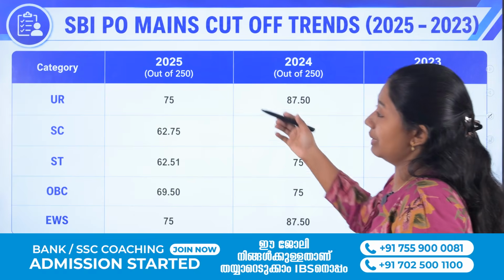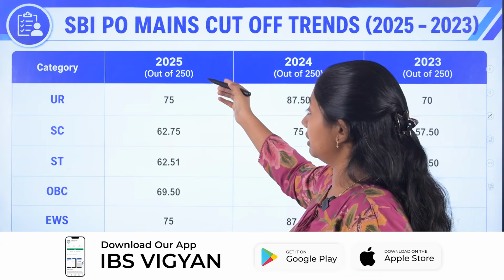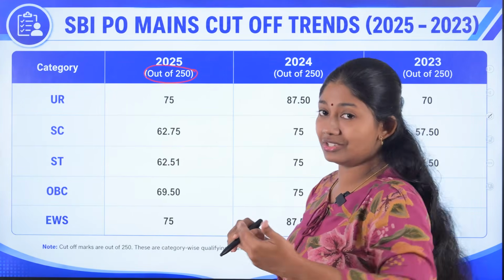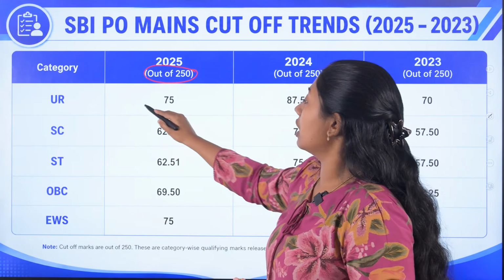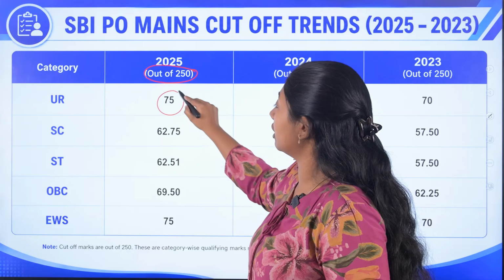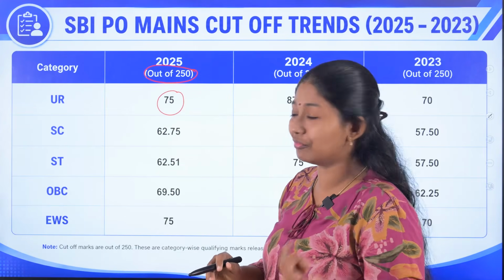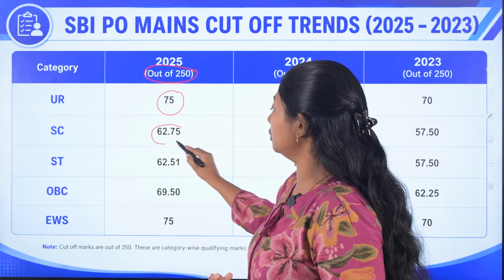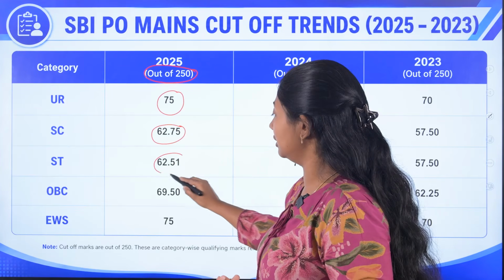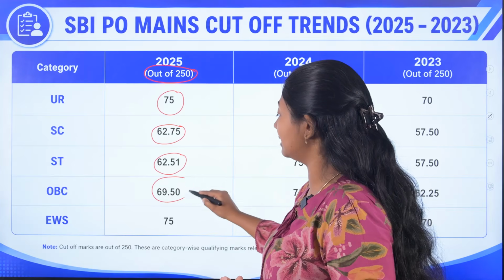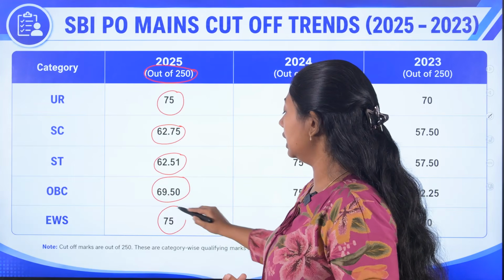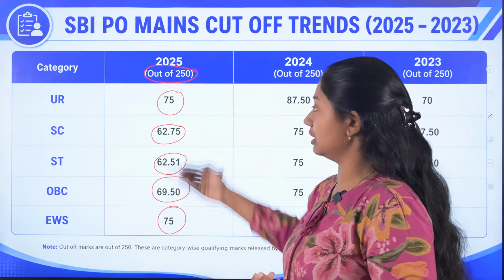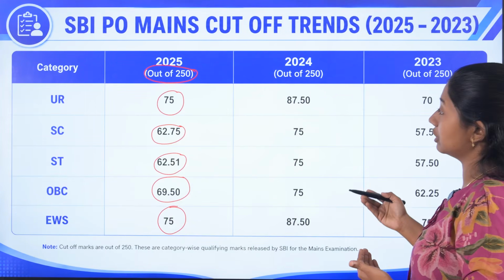Next, going to the mains cutoff for 2025. The paper was out of 250, but now there are changes. For unreserved the cutoff is 75 out of 250. SC is 62.75, ST 62.51, OBC 69.50, and EWS has 75 as the cutoff, same as the general category. So this is the 2025 cutoff.